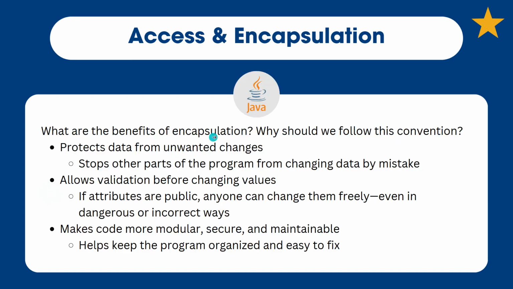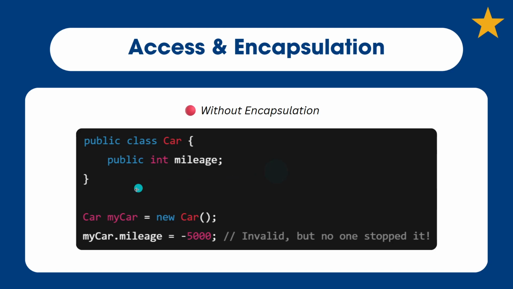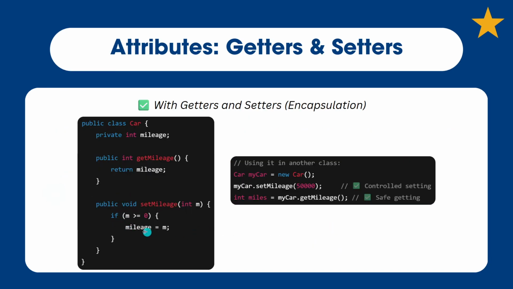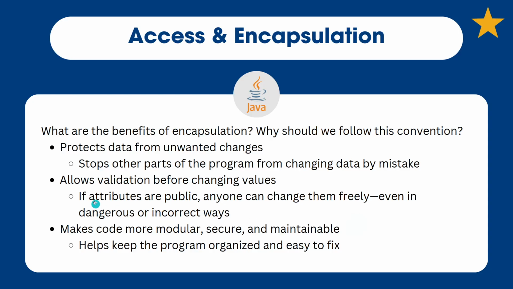So yeah, what are the benefits of encapsulation? Why should we follow this convention? It's going to protect your data from unwanted changes. It's going to stop other parts of the program from changing the data by mistake. It also allows validation, like we saw here with the if statement. We're only going to take valid values. We're going to validate those inputs.